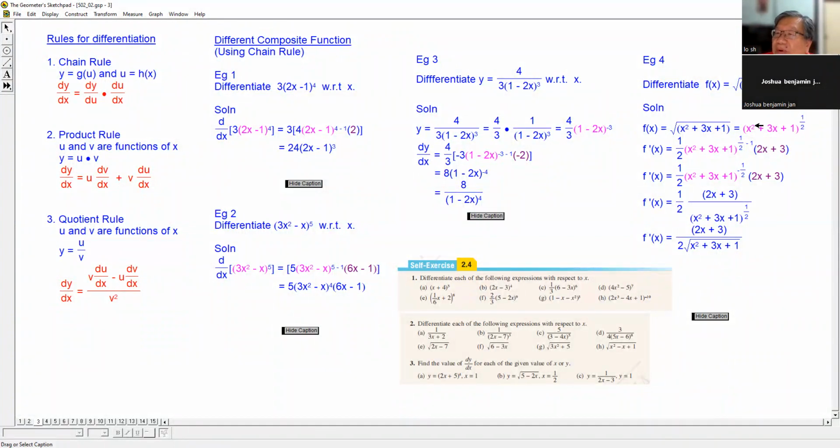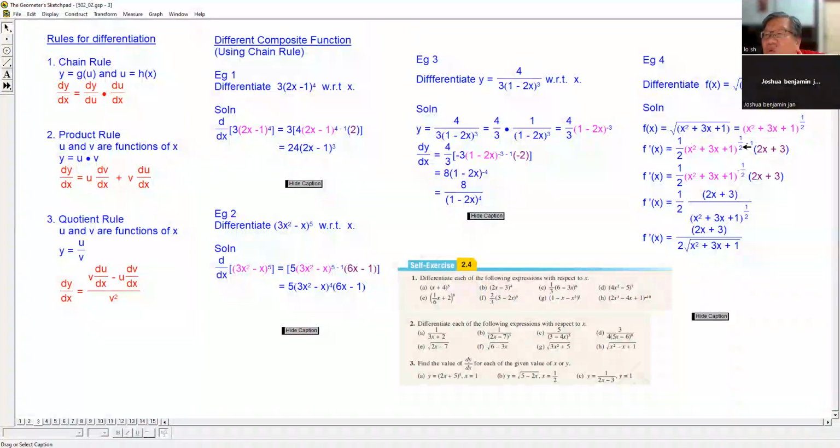So differentiate the bracket. Half bring to the front, half minus 1. Then differentiate what is inside the bracket. Differentiate inside the bracket becomes 2x. This one becomes 3. This one becomes 0. Okay? So it's 2x minus 3 only.